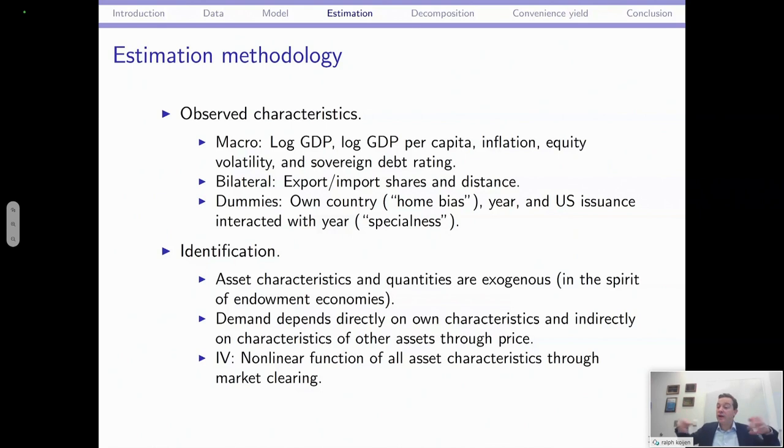If there's a lot of demand that's unobserved to us for a given country, it's going to drive up its price. And so demand shocks and prices will naturally be correlated. And so we develop an IV strategy, instrumental variable strategy, to estimate the demand elasticity.